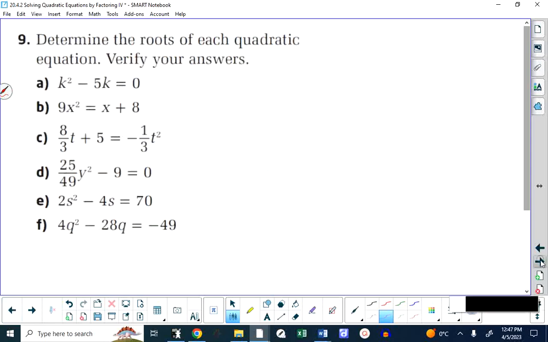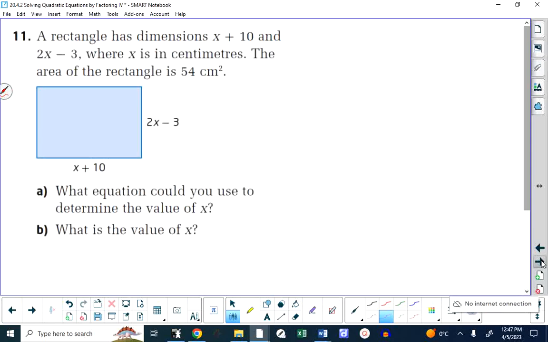All right, so I'm going to set up the three word problems. This is the application part of the math, and this is the part that can be challenging. You know how to do the math, but when you have to build the math equation, sometimes it's more complicated. So you have a rectangle with dimensions x plus 10 by 2x minus 3. X is some number of centimeters, and the area is 54 centimeters. Well, you shouldn't need to be told this, that area of a rectangle is length times width.